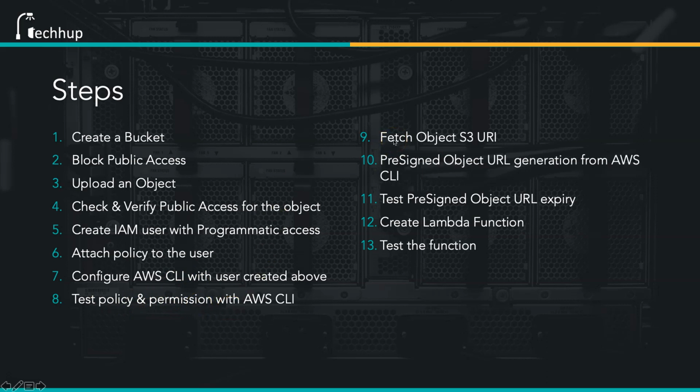In the next step, we will fetch the object S3 URI and we'll use the AWS CLI command to generate the pre-signed URL for the object. And then in the final step, we will test the pre-signed URL for the expiry time. Steps 12 and 13, wherein we'll create the Lambda function to connect to the SDK and generate the URLs for the application, we'll see in the next video in the same series. Okay, let's move on to see steps 1 to 11 in action.